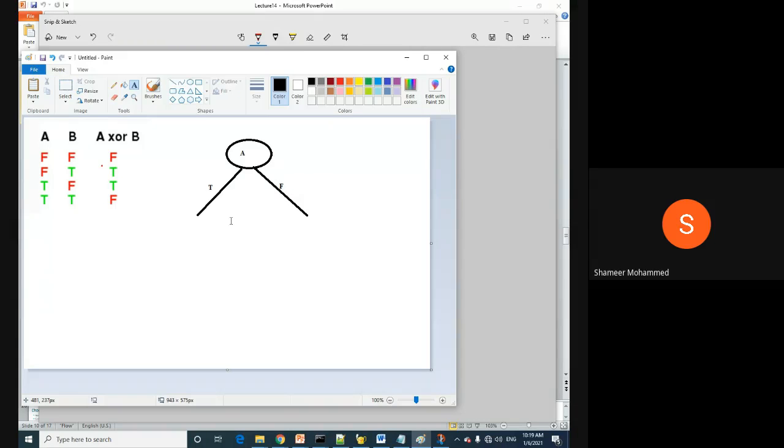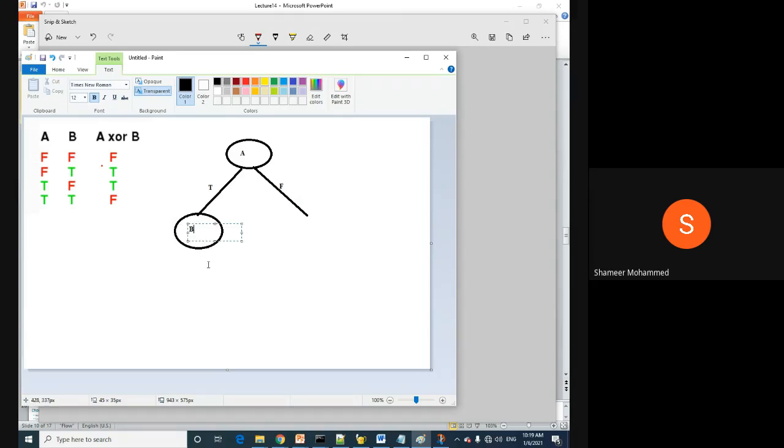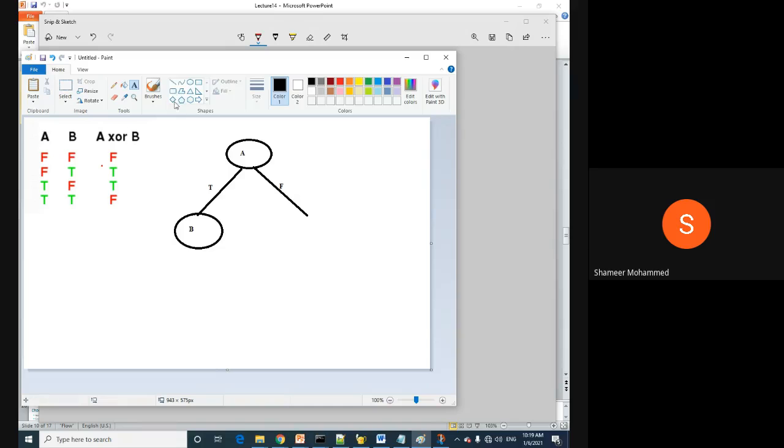It is associated with the other variable also, B. The node B is also associated with two values, one is true, another is false.